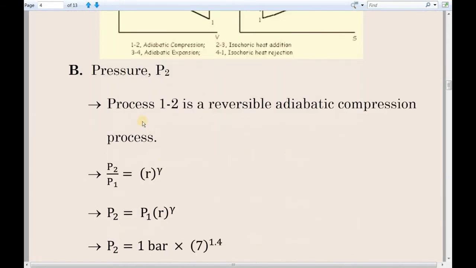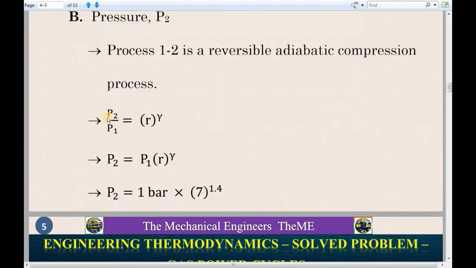Now we will find the value of P2. For finding the value of P2, we will use the formula of reversible adiabatic compression process 1 to 2, and the formula is P2 by P1 is equal to R to the power of gamma. In this formula, move P1 to the RHS. We get P2 is equal to P1 into R to the power of gamma. In this formula, we know the values of P1, R and gamma. So just substitute the values.